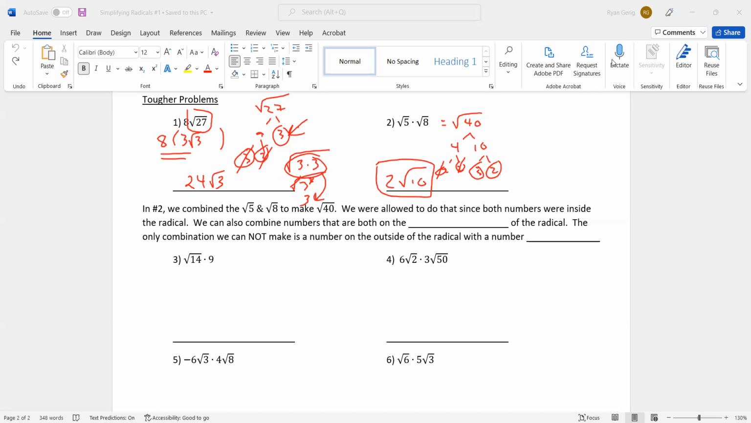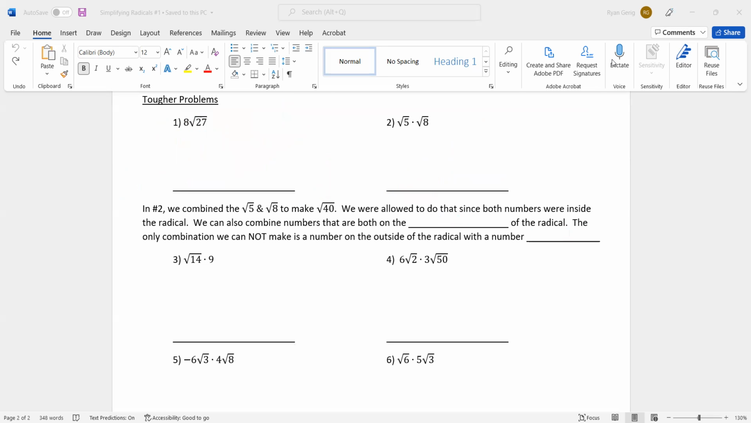In the one we just did, we combined the 5 and 8 to make the square root of 40. We were allowed to do that since both numbers were inside the radical. We can also combine numbers that are both on the outside of the radical, which is kind of what I did here. Those are outside the radical, so I combined them to make 24. The only combination we cannot make is a number on the outside of the radical with a number on the inside of the radical. I cannot put those together. Notice on number 1 up there, I did not do 8 times the inside 3. I just did 8 times the outside 3.